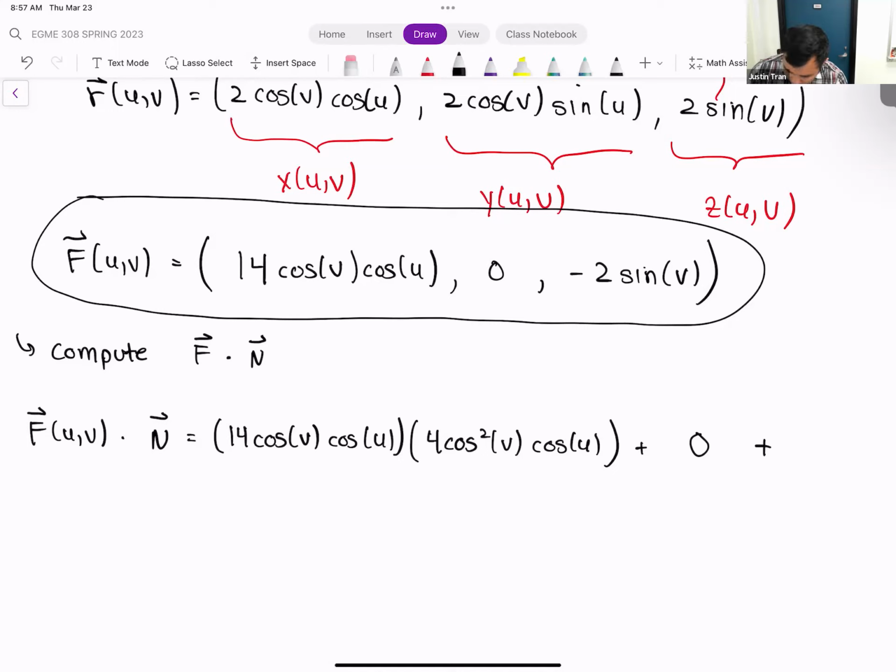And then we have the z components. Okay, the z components, we have a -2 sine v. That comes from our f. And then from our normal vector, we have 4 cosine v sine v.